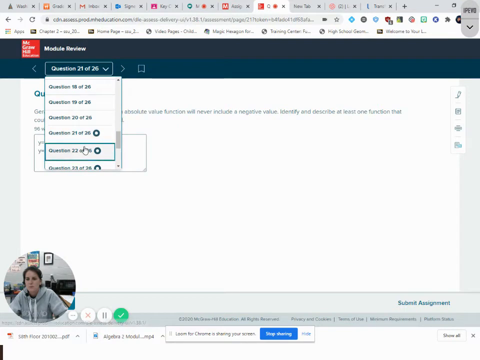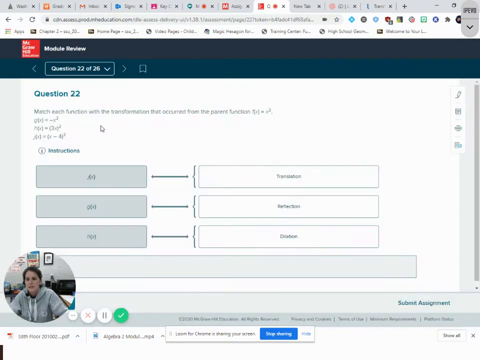All right, so number 22 says match each function with the transformation that occurred from the parent function of x squared. So we know x squared is a parabola. This negative outside of here takes it from being a happy face, a smiling parabola, to a negative sad face, a frowning parabola. So that negative flipped it over the axis, and therefore that makes it a reflection. Reflections are flips. So g of x is a reflection.